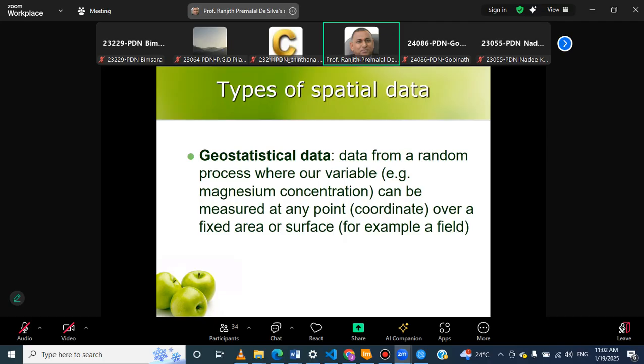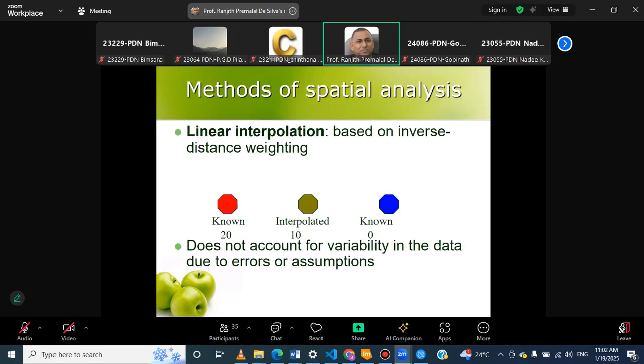What kind of random process or what kind of probabilistic process operates on the surface to give you different temperature values. This will be important. So geostatistical data are very useful for us.